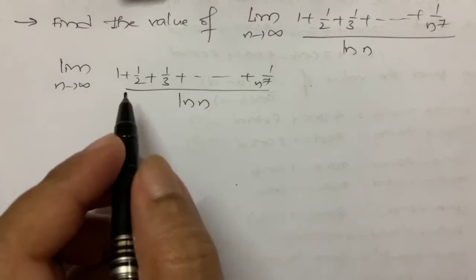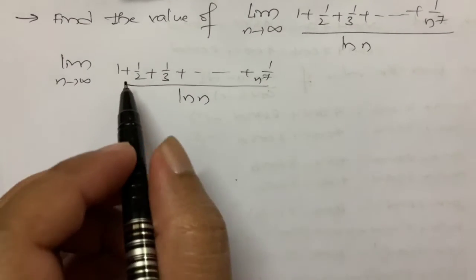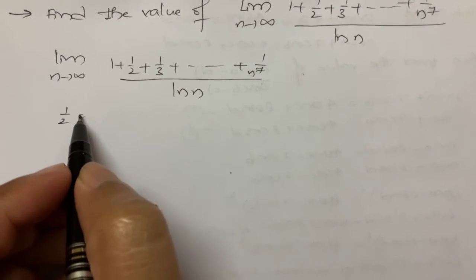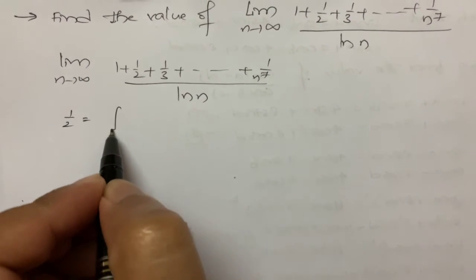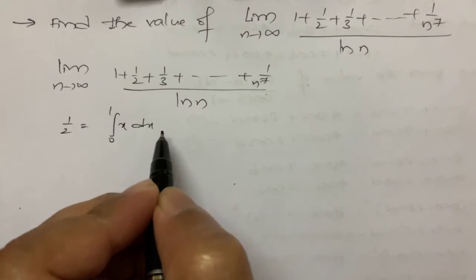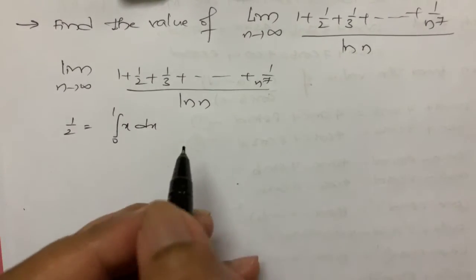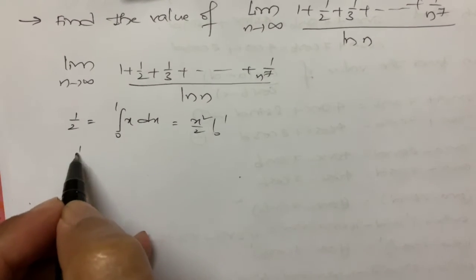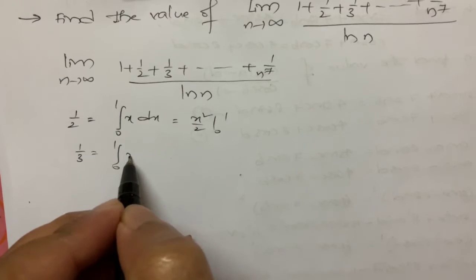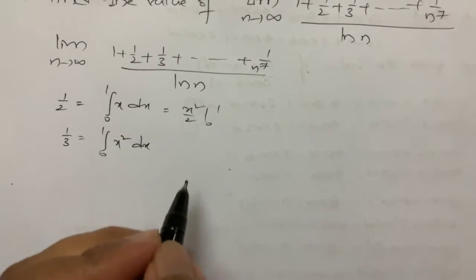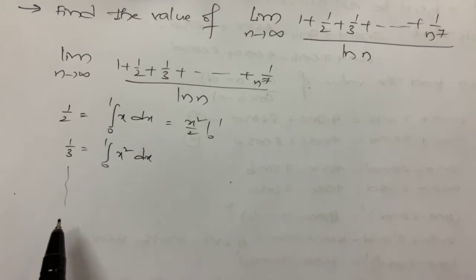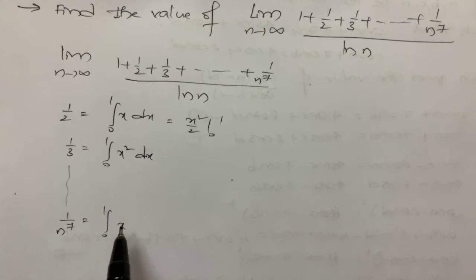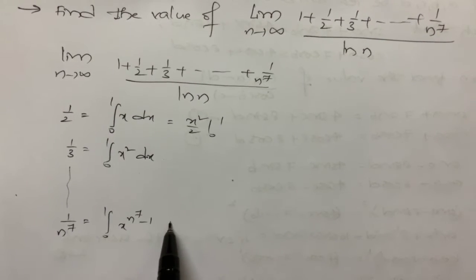If I look at 1 by 2, I can write it as integral 0 to 1 x dx. So it will be x square by 2 from 0 to 1, which is 1 by 2. 1 by 3 is integral 0 to 1 x square dx. Like that, if I keep on writing all the terms, 1 by n^7 is equal to integral 0 to 1 x power n^7 minus 1 dx.